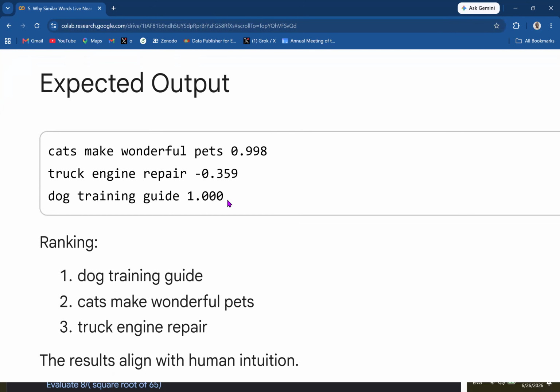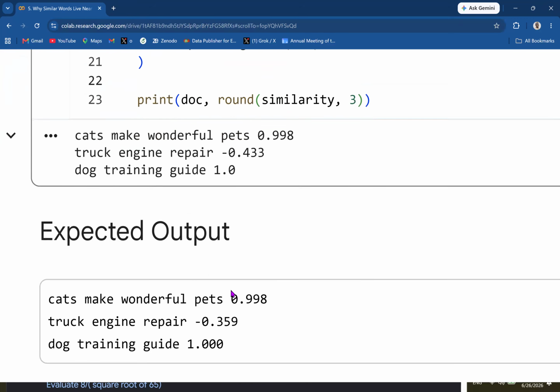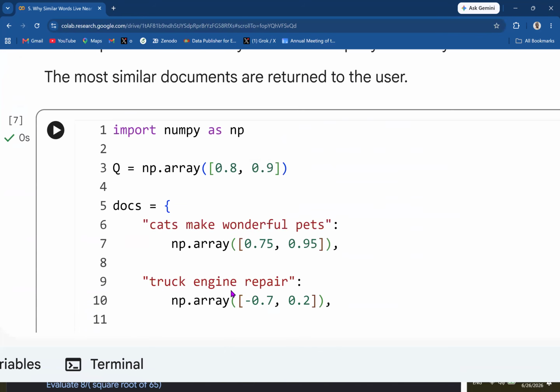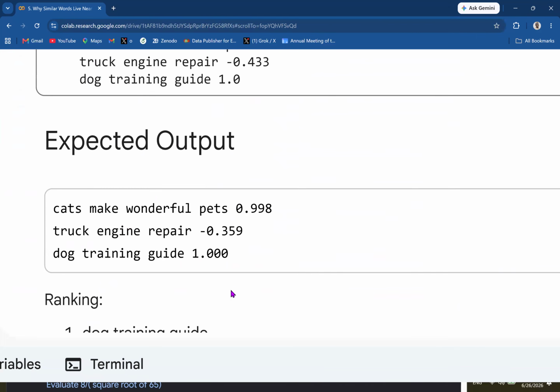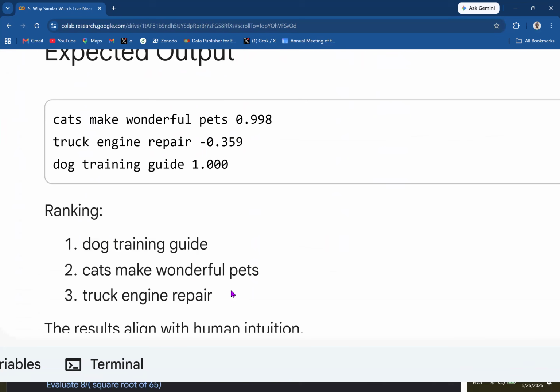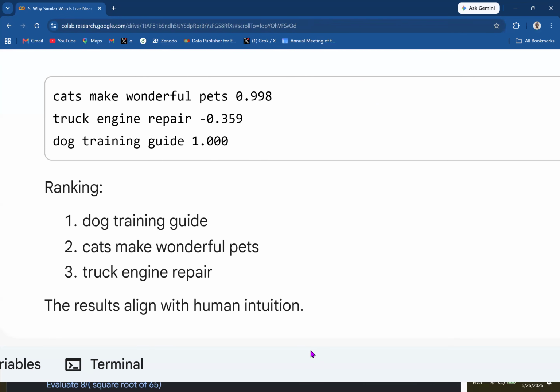Dog training guide, 1.00. So the ranking is that the dog training guide is number one, then cats make wonderful pets number two, truck engine repair number three. It means that the query whose embedding is 0.8, 0.9 is mostly aligned with document three, where you have the idea of dog training guide. So the results align with human intuition for sure.